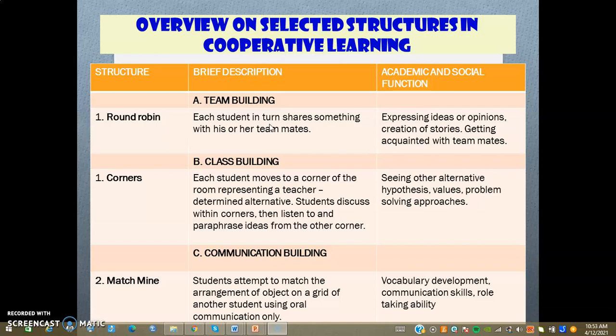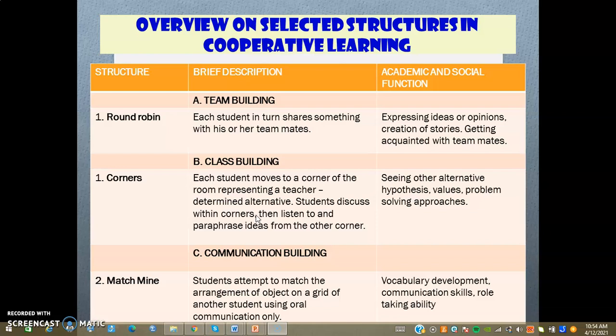Okay, so next, if round robin is for team building, we have a specific strategy for class building called corners. So you will assign the class into 4 groups, and then each student moves to a corner of the room representing a teacher-determined alternative. Let's say for example in science, your discussion is about solid, liquid, and gas. In the first corner, you have the solid, in the second corner, the liquid, the third corner, the gas, and the fourth corner, the plasma.